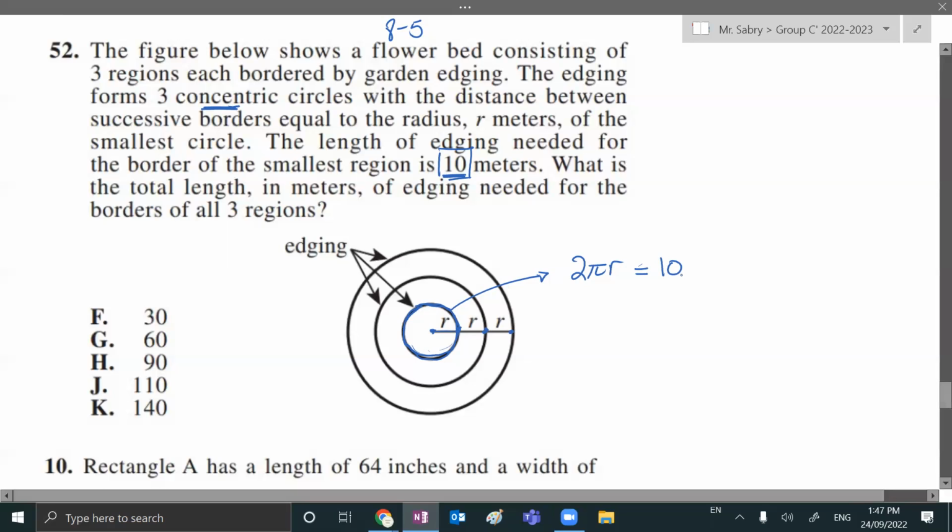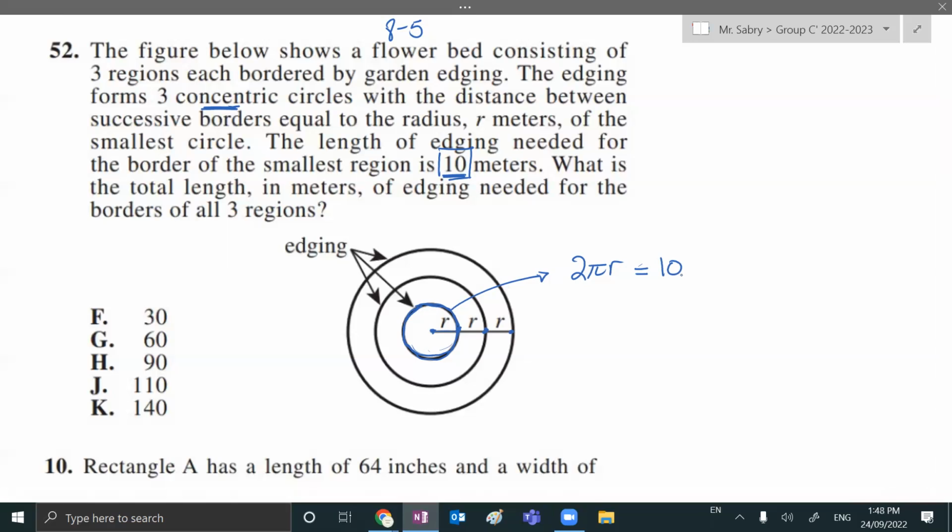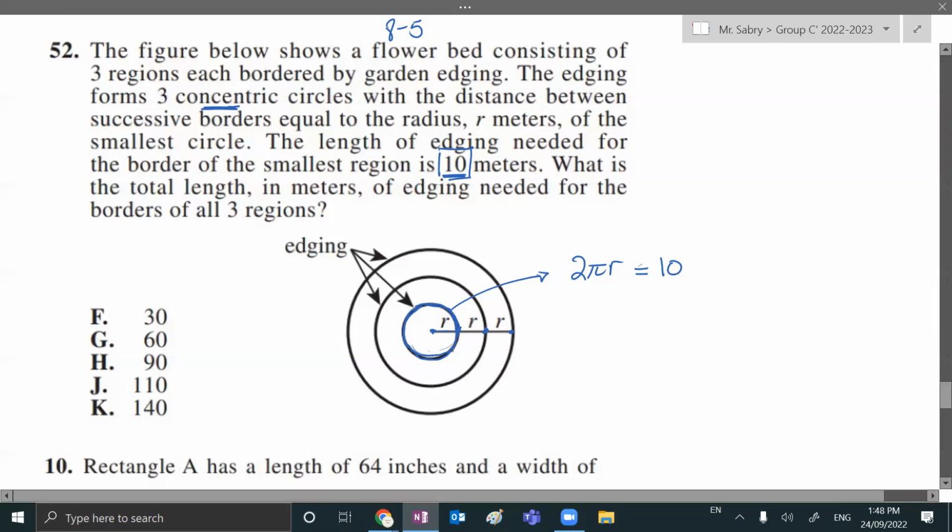I based this on what they said. They said that the edging of the smaller circle is 10. So what did I do? I checked the smallest circle. Where is the smallest circle? It's this one. What does the word edging mean? Edging means the circumference of the circle. The circumference's rule is this rule. Since they told me the circumference or edging is 10, I wrote an equation that 2 pi r, which is the circumference, must equal 10. Does this make sense, Carla? Yes.